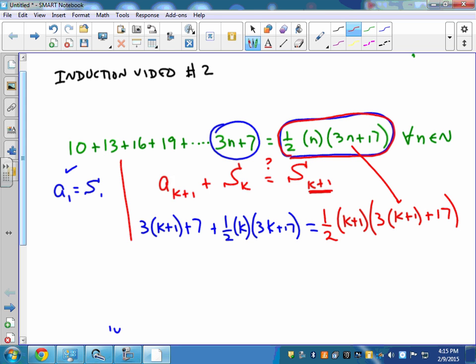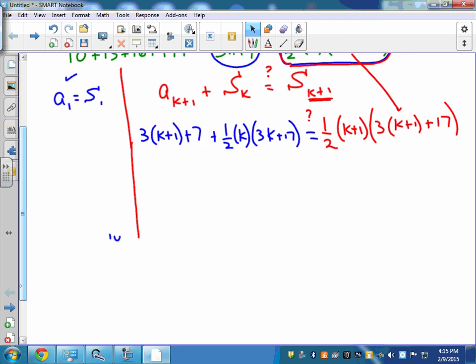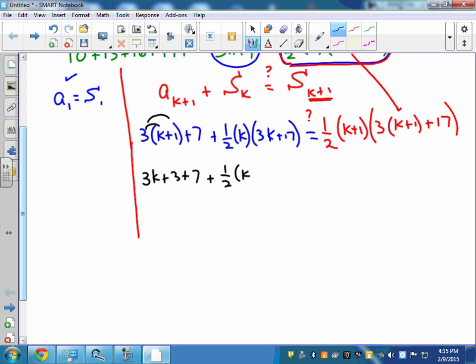Okay, so we just have to show this is true. By the way, if the statement is true at the very beginning, this will be true. I do know that this does work out. I just have to verify it. So show sufficient work that I know that you know these two things are the same. Okay, 3k plus 3, right, plus 7, 1/2 k. And I suppose I can go ahead and just leave this because I've got a little trick I'm going to do here in just a second.